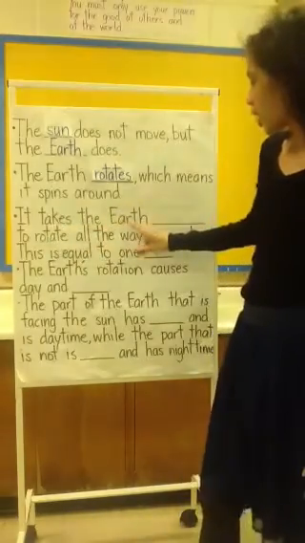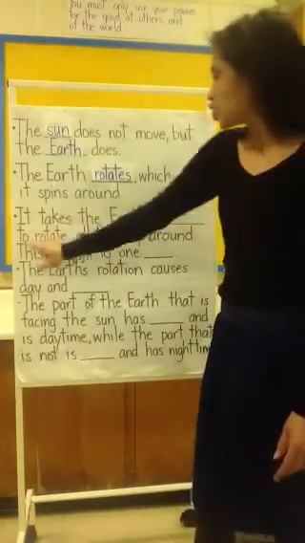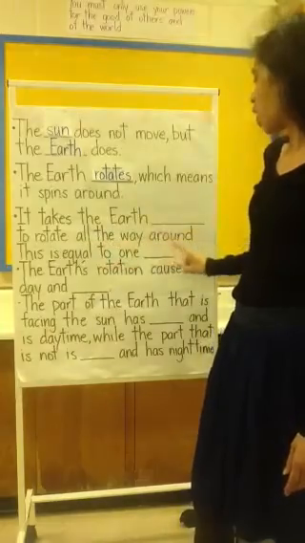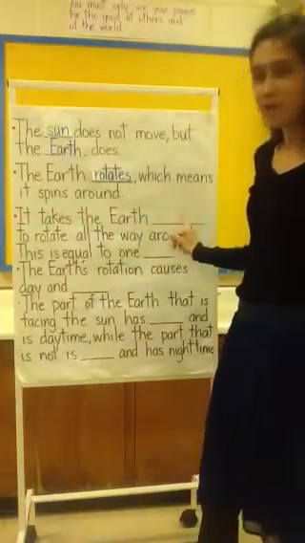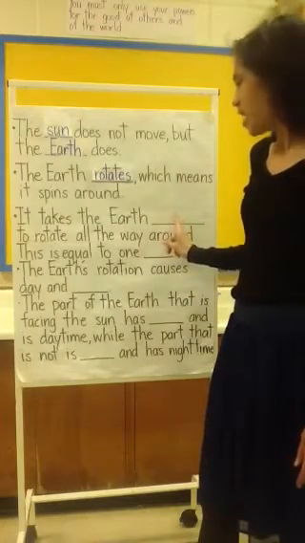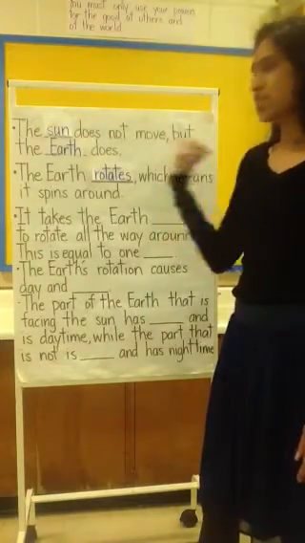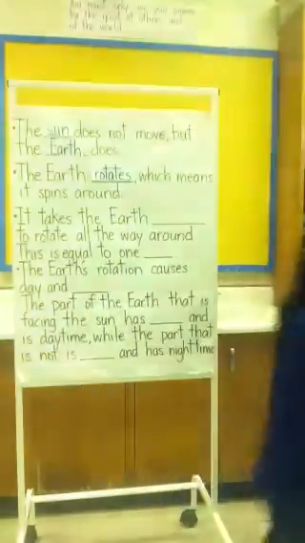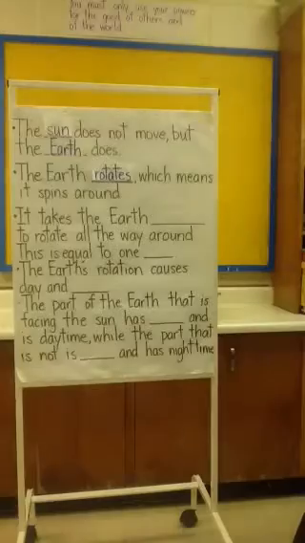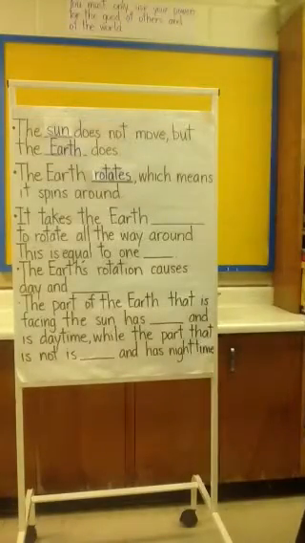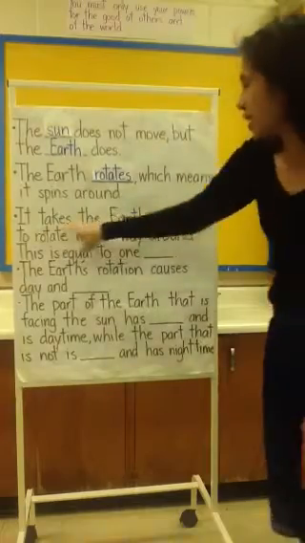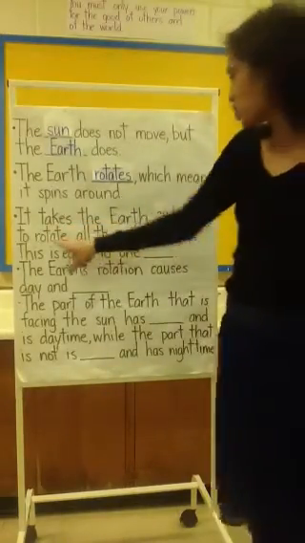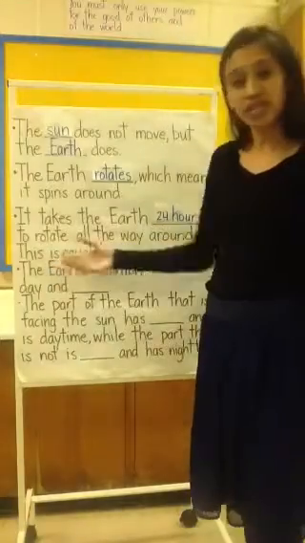I want you to think about it and see which one is correct. It takes the earth blank to rotate all the way around. I'm going to stop right there. Does anyone remember what would fill in that blank? How long does it take for the earth to spin all the way around like that? That's right, 24 hours. So we're going to put that right there. So it takes the Earth 24 hours to rotate all the way around, which is equal to what?